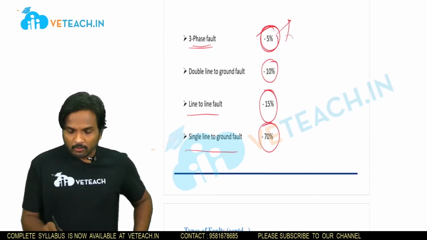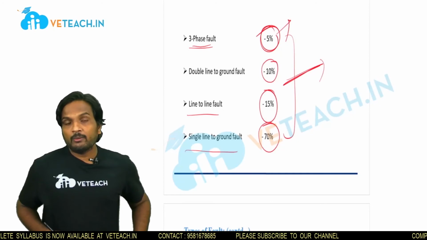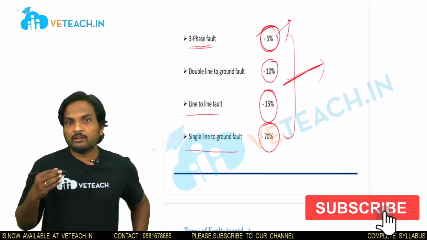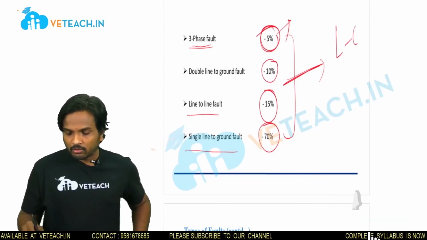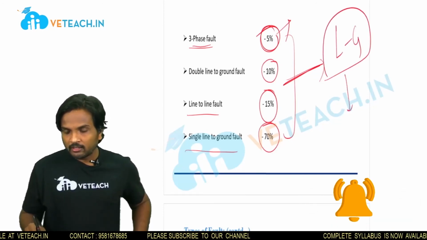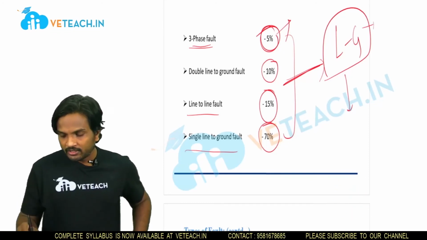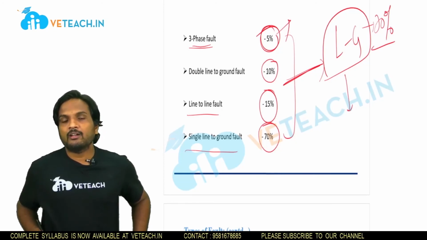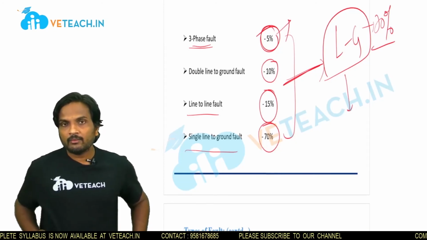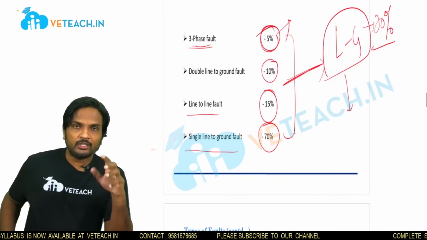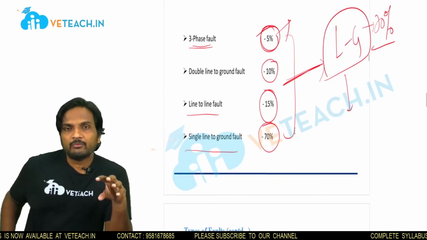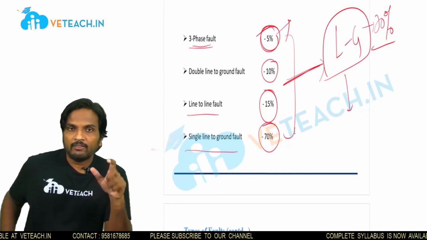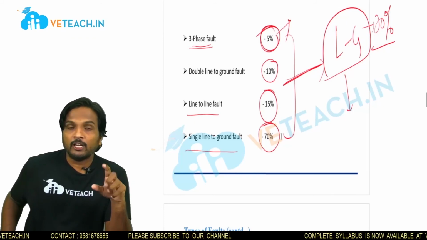So from among these four, we can conclude that the most frequently occurring fault in overhead power system lines, among short circuit faults, is the line to ground fault. Nearly 70% of the faults in power systems are line to ground faults. Line to ground fault occurs very frequently in power systems, whereas three-phase fault occurrence is very low.